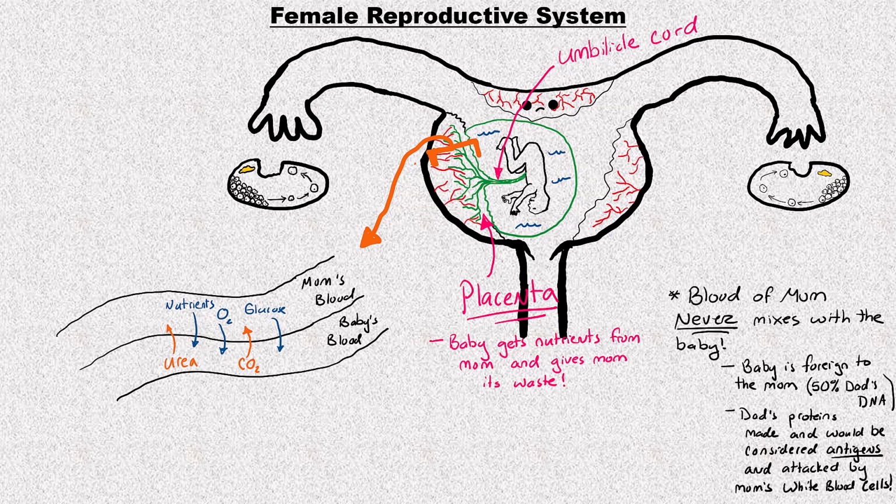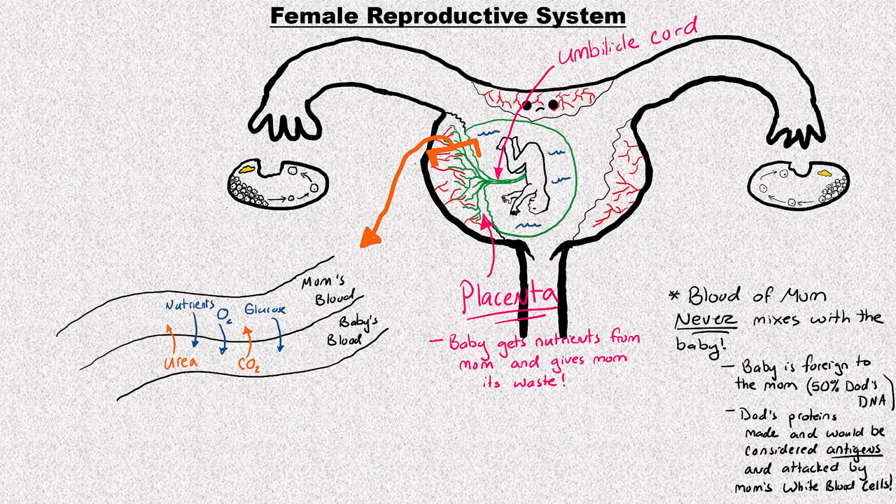But the blood of the mom will never mix with the baby. Since the baby is 50% dad's DNA, the baby's technically a foreign object in the mom. Since the baby has 50% of dad's DNA, it could make dad's proteins, and it will. And the proteins made using dad's DNA won't be recognized by the mom's blood, particularly the white blood cells.